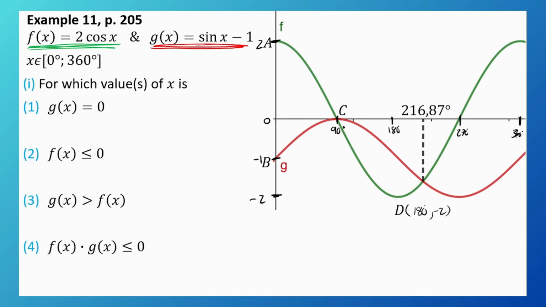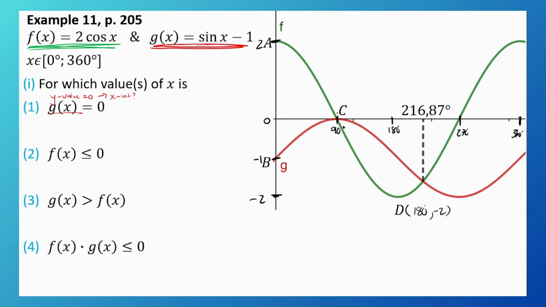So this first one is asking us, where is g of x equal to 0? So we need to firstly know that g of x, h of x, j of x, whatever of x, means y. So they're asking you, where are the y values equal to 0? In other words, where's the x-intercepts? And this is now for our red graph. So we go look here.